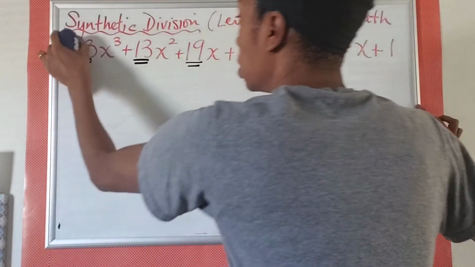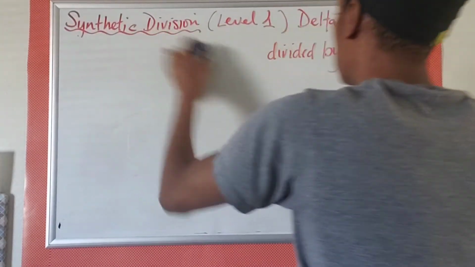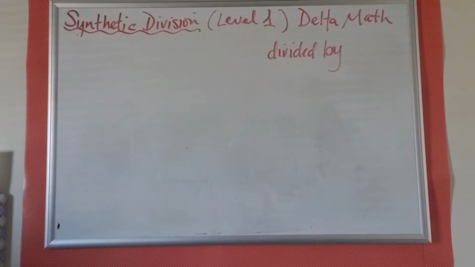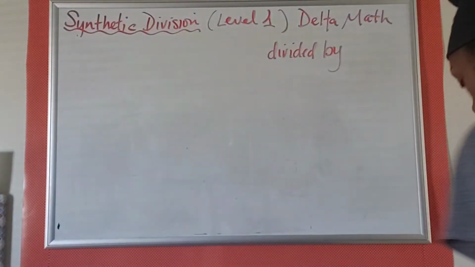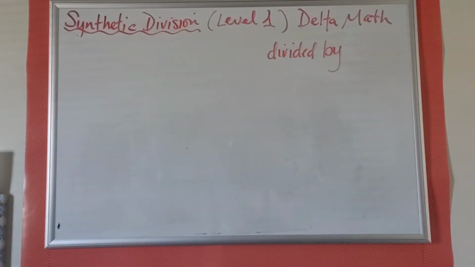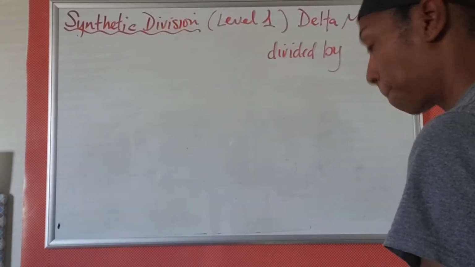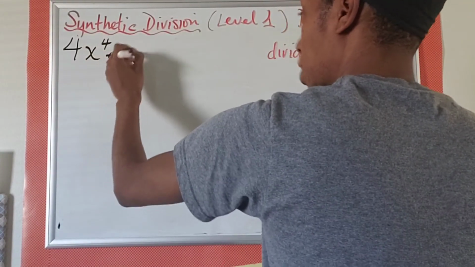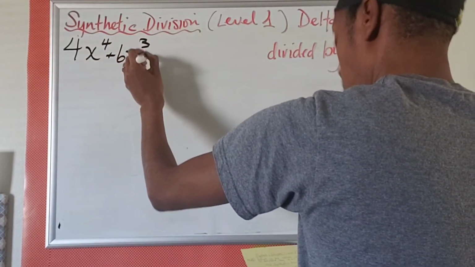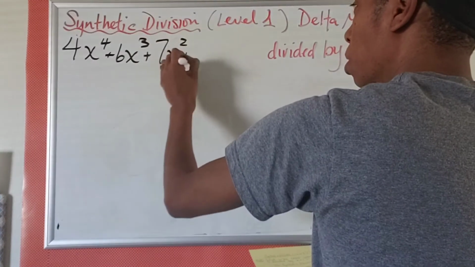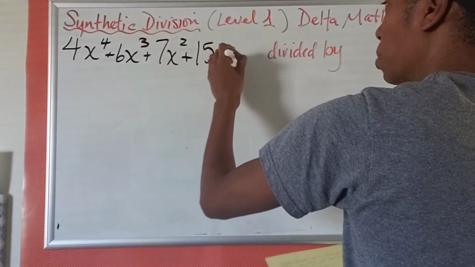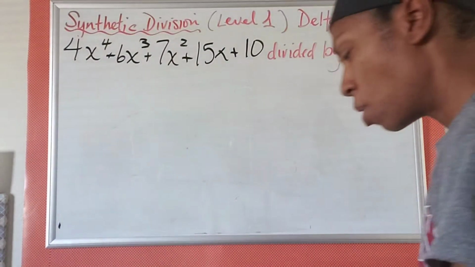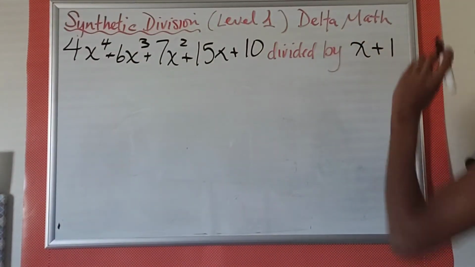Okay. So now let's do 4x to the 4th plus 6x to the 3rd plus 7x squared plus 15x plus 10. This whole wonderful polynomial divided by x plus 1. We're going to divide by x plus 1 again.